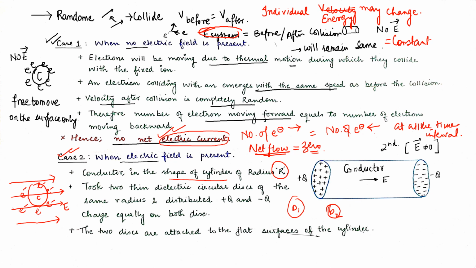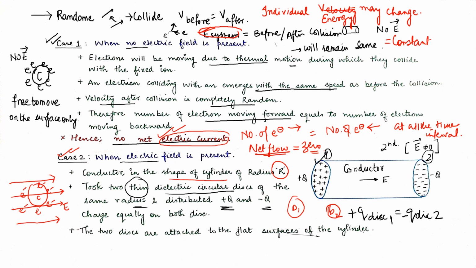So, take two thin dielectric circular discs of the same radius and distribute plus q and minus q charge equally on both the discs. See, disc 1 is having plus charge and disc 2 is having negative charge. So charge on disc 1 equals charge on disc 2. But what is different? The sign is different. Disc 1 is having positive charge, disc 2 is having negative charge.